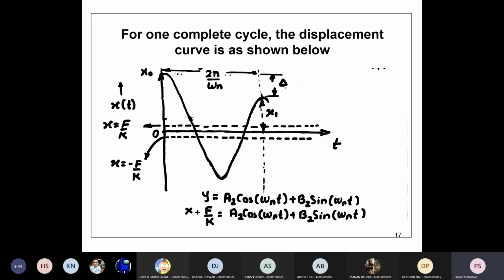So let's just draw this neatly. This will be minus f by k, and this is the second half of the cycle. This is x0. This will be x2. Displacement y is equal to A2 cos omega n t because it is SHM. From here to here, it is t equal to pi by omega n, that is half of the cycle, so this half of the cycle is pi by omega n less than or equal to t less than or equal to 2 pi by omega n.